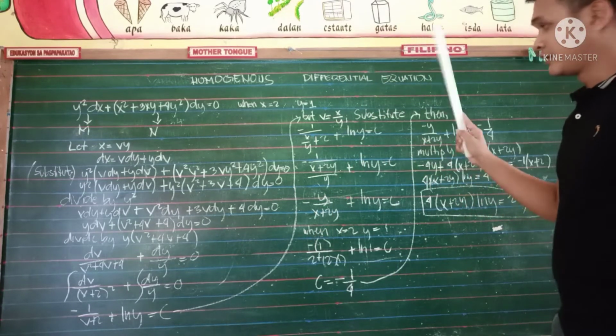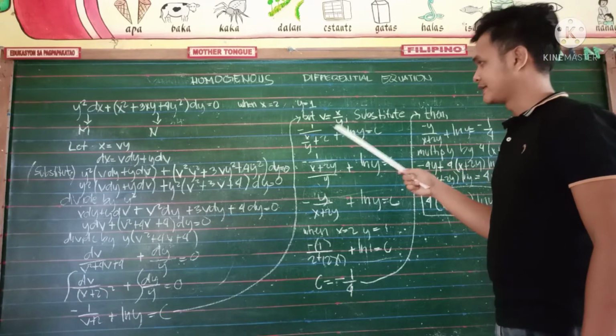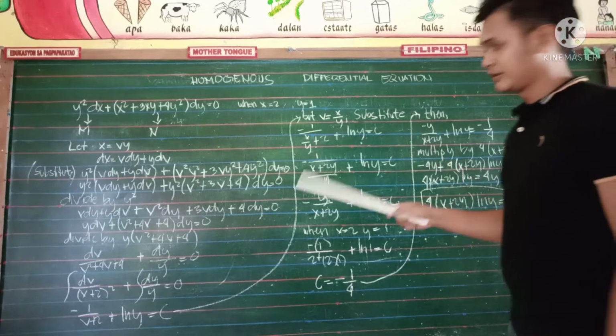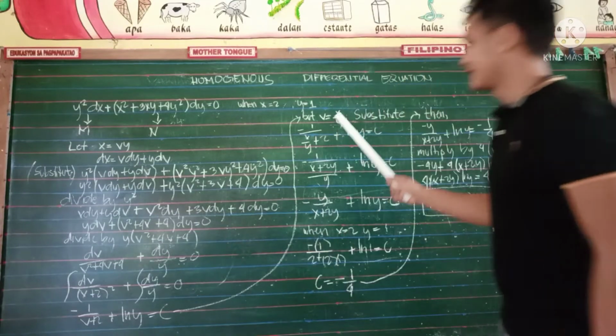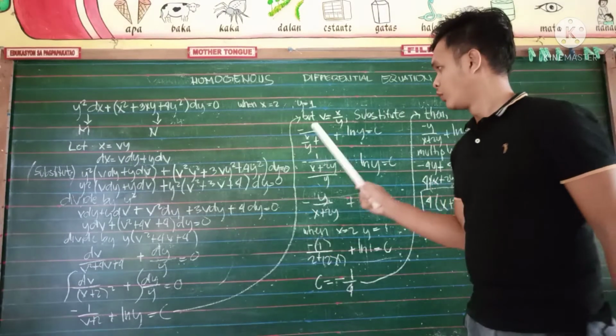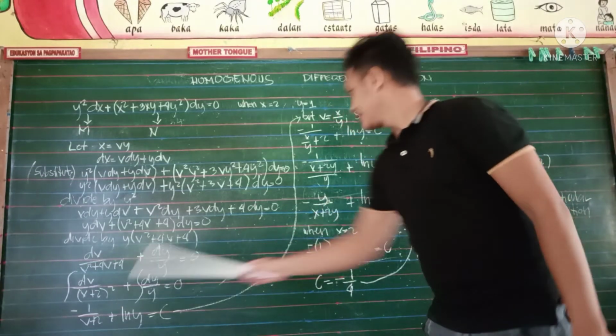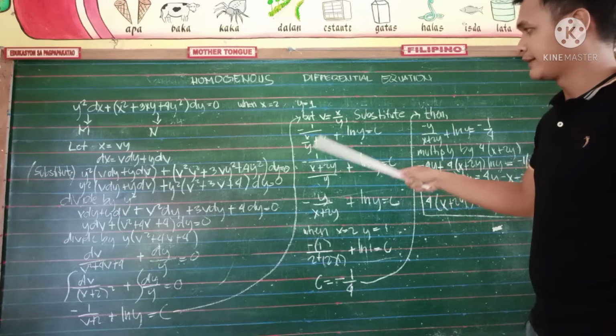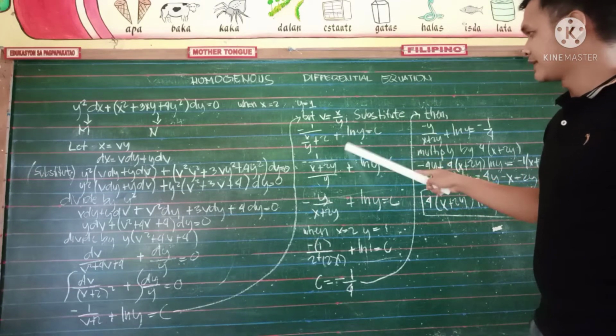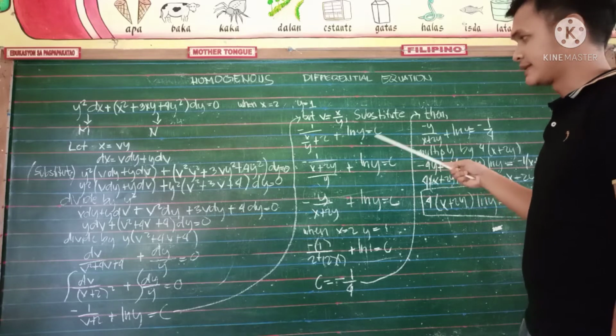But v is equal to x and y. Substitute the letter v with x and y. So copy: 1 over v plus 2x over y plus 2 plus ln of y equals c.